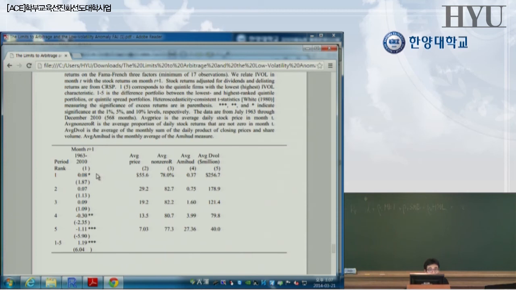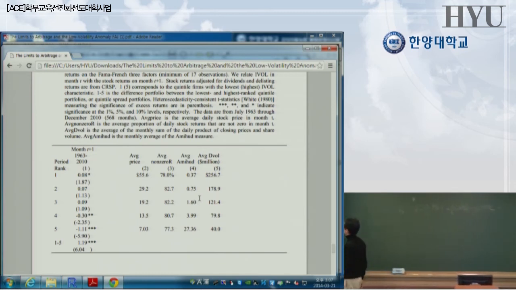As we move from low vol stock to high vol stock, average price declines, which means that as we move from low vol to high vol stock, liquidity declines. Average non-zero R doesn't show any pattern. But again, average Amihud, as we move to the high vol stocks, the Amihud number becomes bigger and bigger, right? Again, high vol stocks are kind of low liquidity stocks, and the average trading volume becomes smaller and smaller. Again, it means that high vol stocks are low liquidity stocks.